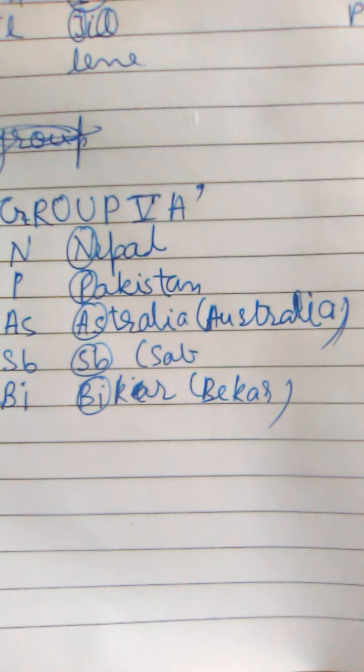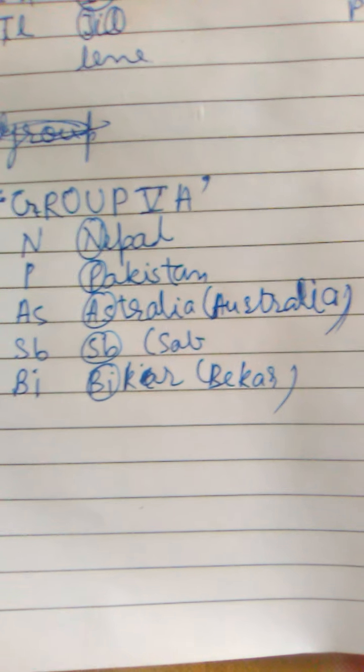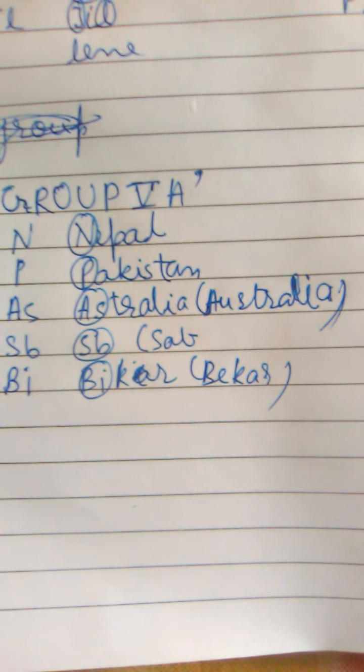So Nepal, N for nitrogen, Pakistan, P, phosphorus, Australia, As for arsenic, Sb is for antimony, and Bekar, you can say Bikar or Bekar, you can relate them, Bi for bismuth.